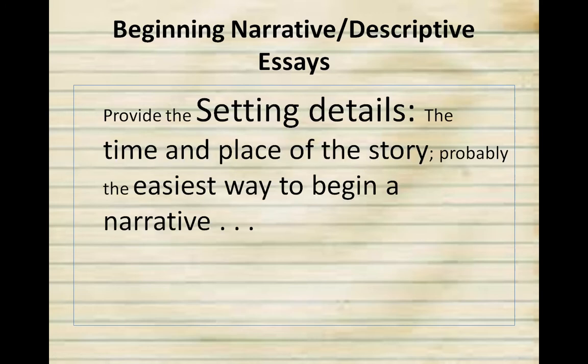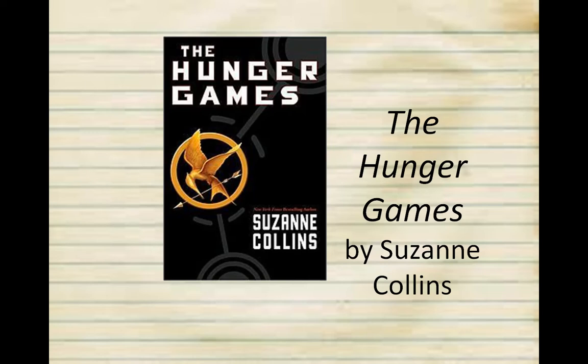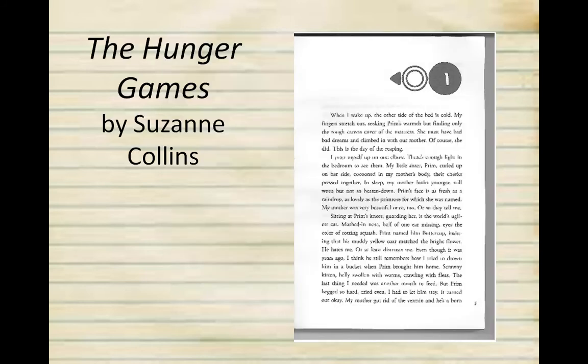So soft beginnings. One of the easiest ways to start is with the setting details of the story. You've probably heard the term setting before. It means the time and place of the story. And the idea is you are using description to work your way into the narrative. One of the best examples is the very first page of chapter 1 of Suzanne Collins' The Hunger Games. I'll read a little bit to you. It may be hard for you to see it all. And notice how this is just Katniss, the main character, the heroine of the story, just waking up and describing what she sees. And we learn a great deal about the story that's coming.